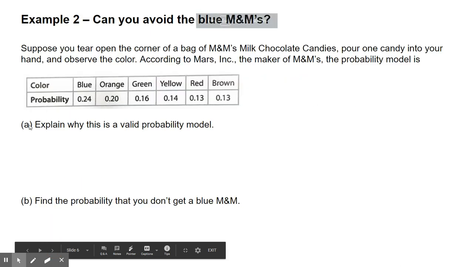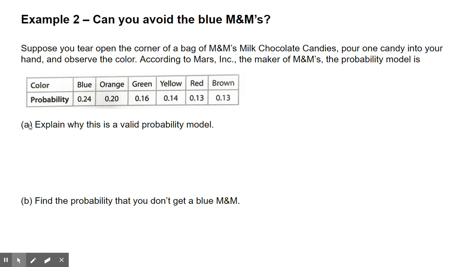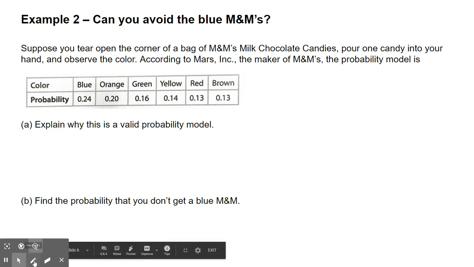Okay, so example 2, can you avoid the blue M&Ms? Suppose you tear open the corner of a bag of M&Ms, milk chocolate candies, pour one candy in your hand and observe the color. According to Mars Incorporated, the maker of M&Ms, the probability model is this. So here's your color distribution, and then here's your probabilities that go with each color. Explain why this is a valid probability model.